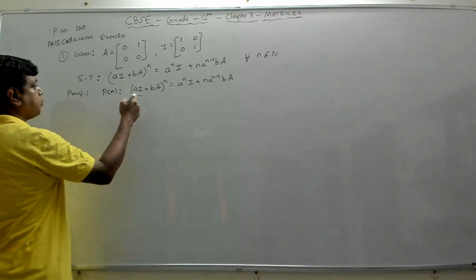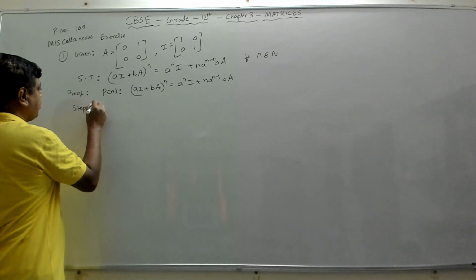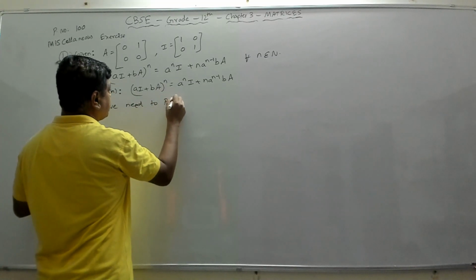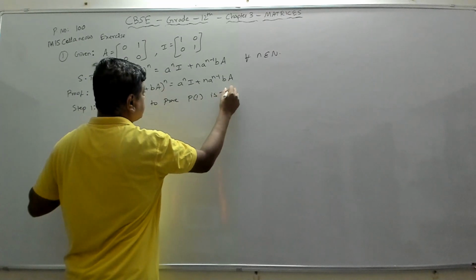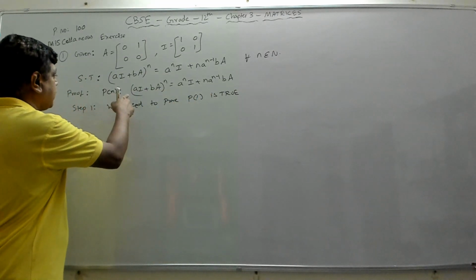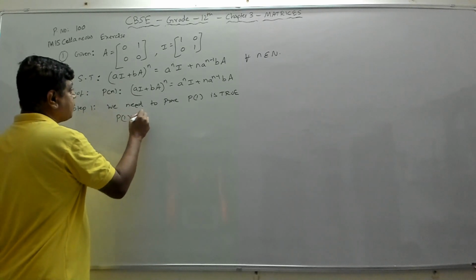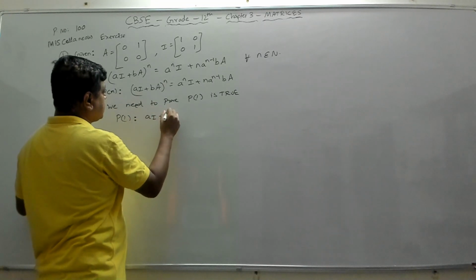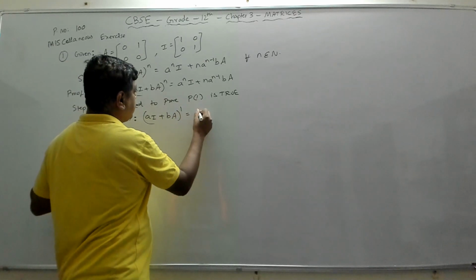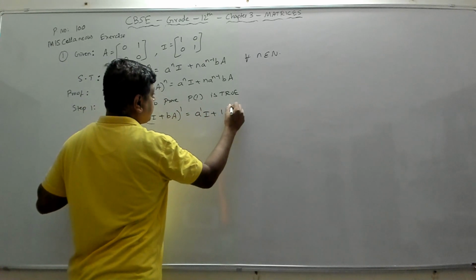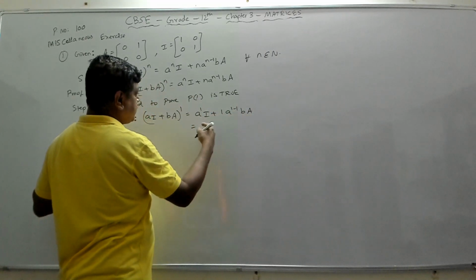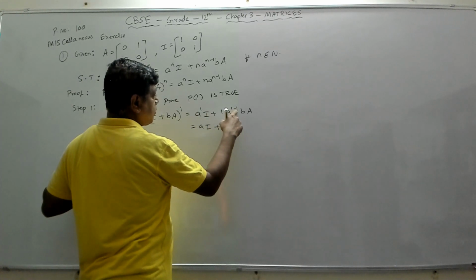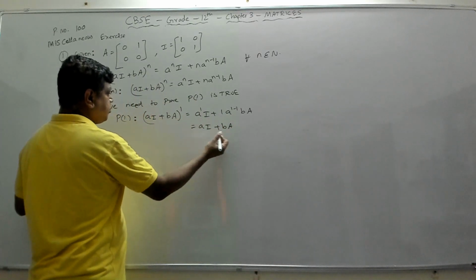So step 1 is we need to prove P of 1 is true. What is P of 1? Let's find P of 1. Wherever n is there, put 1. So P of 1 is (aI + bA) power 1 equals a power 1 into I plus 1 into a power 1 minus 1 b into A. If you simplify this, it becomes aI plus 1 into 1, a power 0 is 1, so bA. So the right side is aI plus bA, and the left side is also aI plus bA.